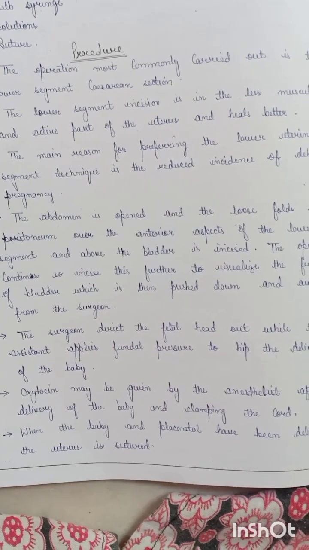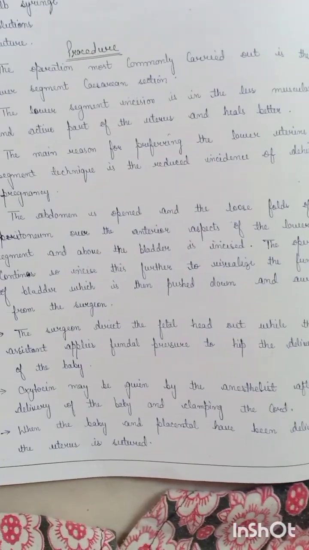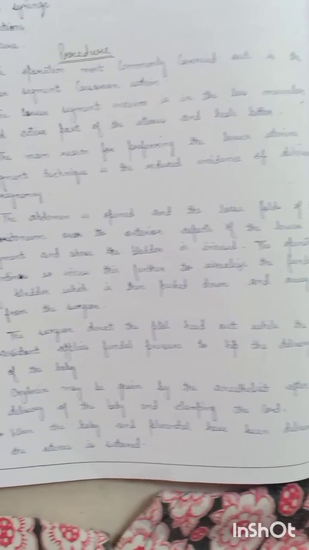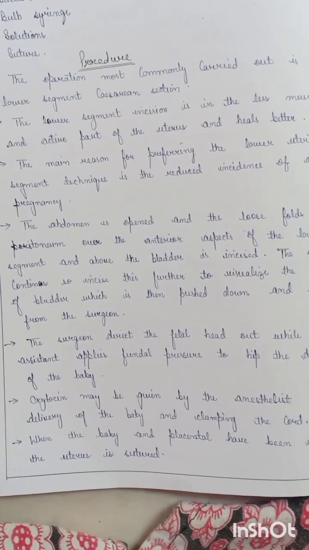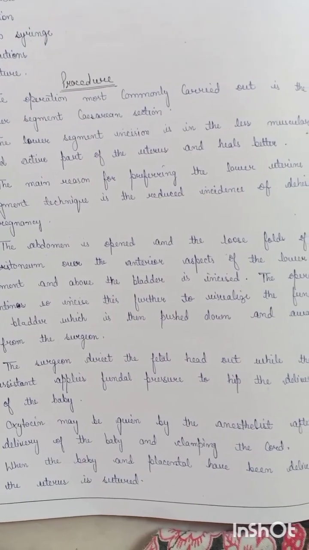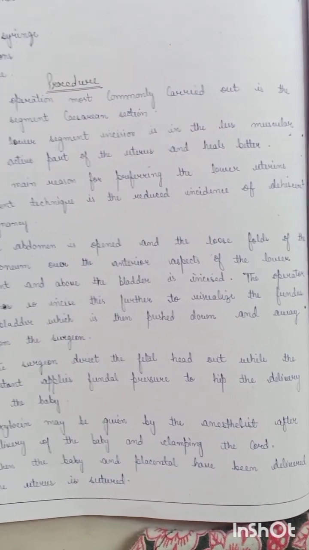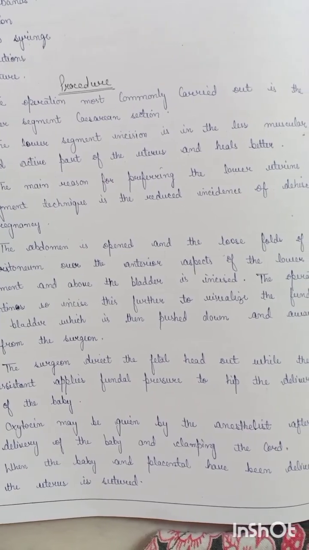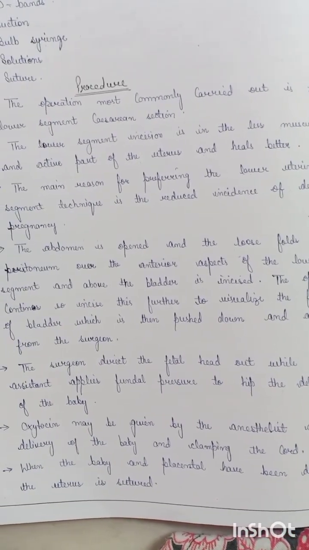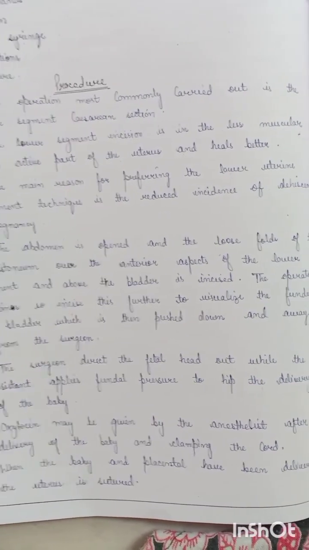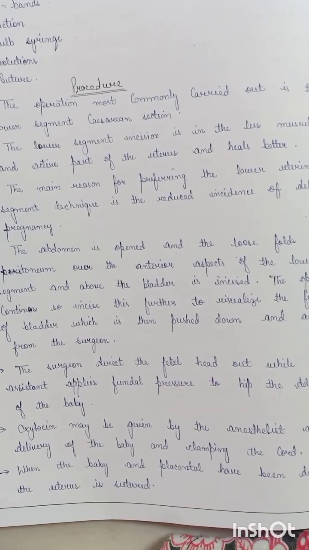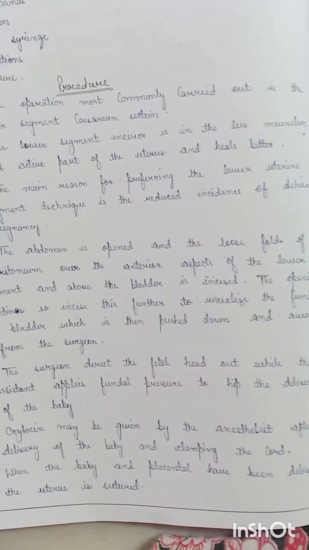The abdomen is opened and the loose fold of the peritoneum over the anterior aspect of the lower segment and above the bladder is incised. The operator continues to incise this to visualize the fundus of the bladder, which is then pushed down and away from the surgeon. The surgeon directs the fetal head out while the assistant applies fundal pressure to aid the delivery of the baby.